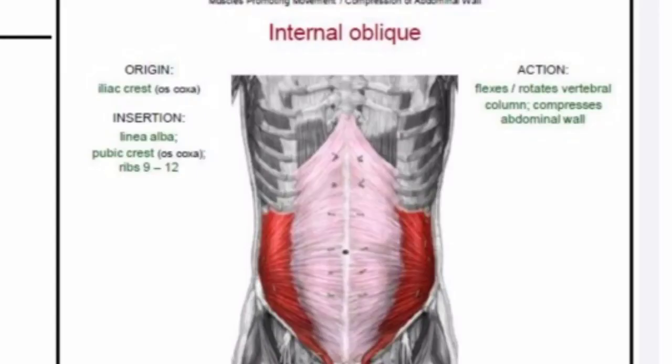Next one is internal oblique, and the action is to flex or to rotate the vertebral column or to compress the abdominal wall. So the last is transversus abdominis, and the action is to compress the abdominal wall.